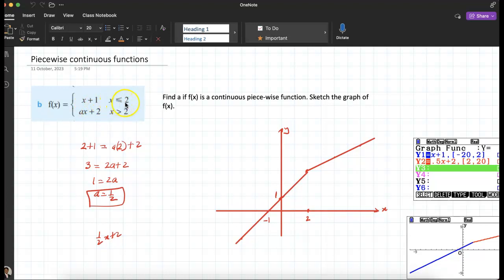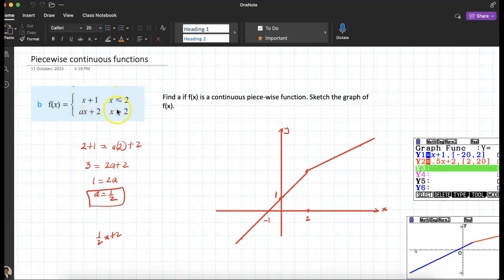So when your x is less than or equal to 2, your function is x plus 1. When your x is greater than 2, your function is ax plus 2. Find a if f(x) is a continuous piecewise function. Sketch a graph of the function. So they'll give you something like this. They'll give you f(x), they'll give you some unknown, and they say it's a continuous piecewise function. Find a. So what you do is you put 2 in this expression, and you put 2 in this also. Even though it's not equal to 2, you still put it, because you don't want to break.